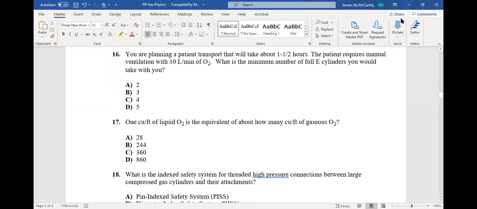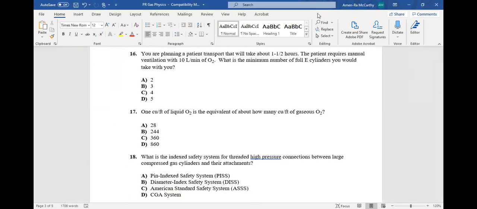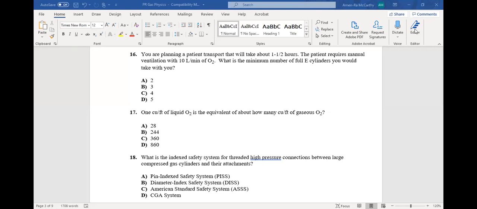All right. 16, 17, and 18. Work on those as I pause recording. Number 16, you are planning a patient transport that's going to take about 1.5 hours. The patient requires manual ventilation at 10 liters per minute of oxygen. What is the minimum number of full E cylinders that you need to take with you? Ms. Shepard, number 16, give me your answer. Not a letter, give me a number.